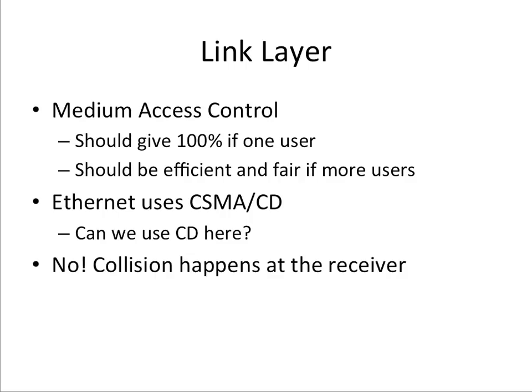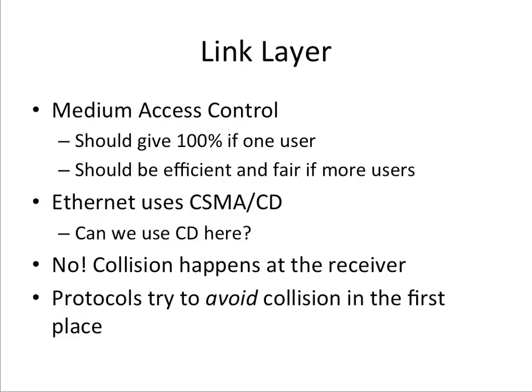It turns out in wireless networks, the collisions actually happen at the receiver. But that's the collision that matters, not the one at the transmitter. It's exactly the opposite. So the approach that many protocols try to use is to avoid collisions in the first place, because it turns out detecting collisions at the receiver is hard. So we're going to illustrate that with some examples now.